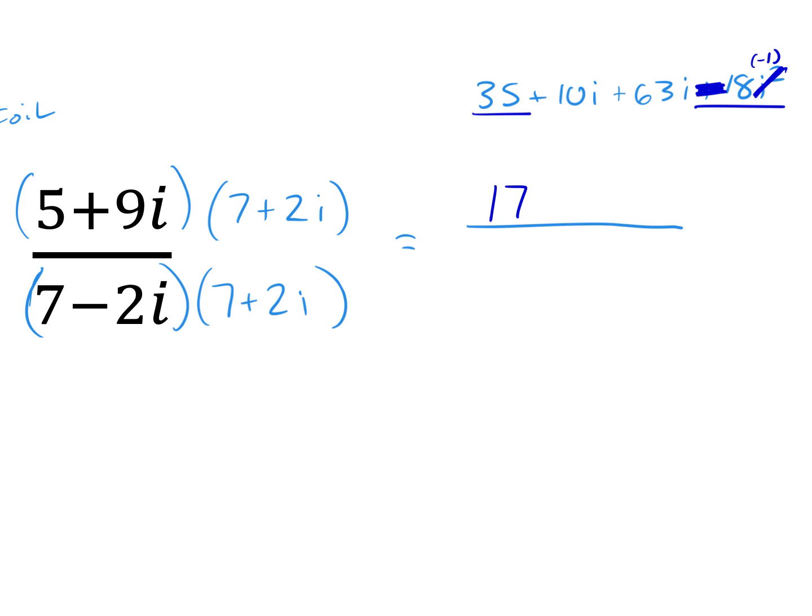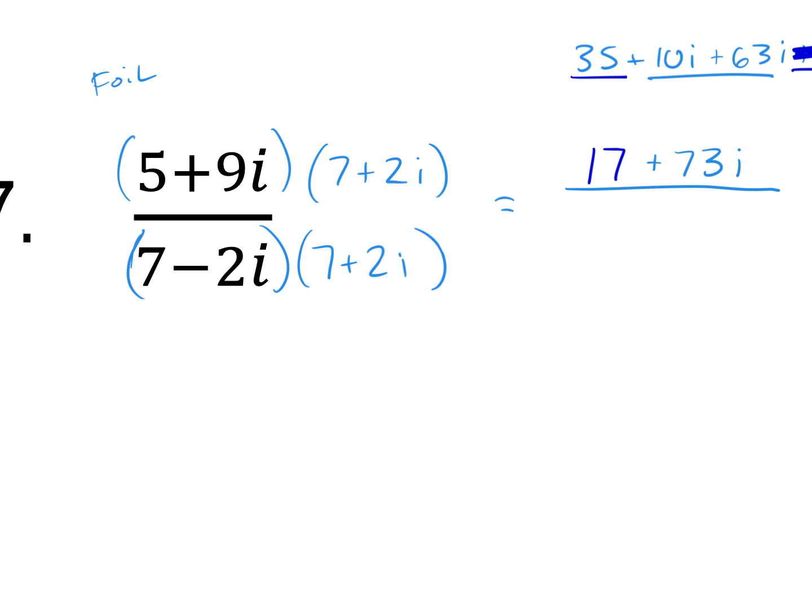17. And 10i plus 63i? 73i. Now on the bottom, we can FOIL or we could do our conjugate shortcut. Remember, our conjugate shortcut is a squared minus b squared. So this would be 7 squared minus 2i squared. So 49 minus, what's 2i squared? 4i squared. And what does i squared turn into? Negative 1, so it turns into a plus 4. And 49 plus 4? 53.